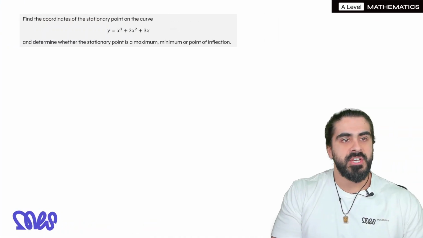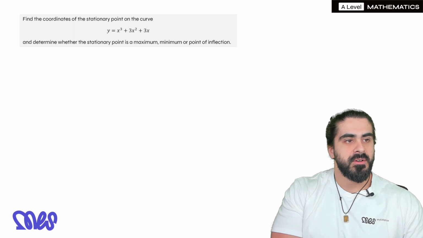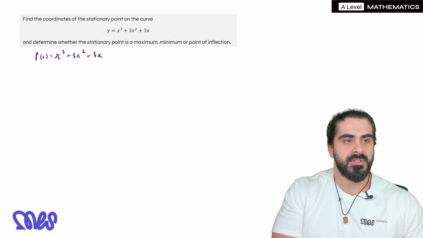Find the coordinates of the stationary point on this curve and find its nature. So we have f of x is x cubed plus 3x squared plus 3x. So differentiate once.